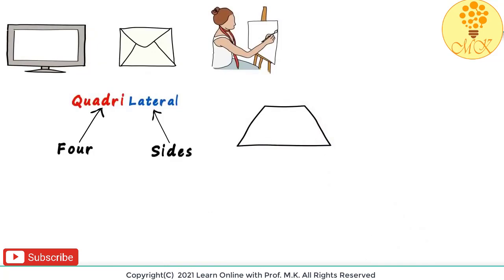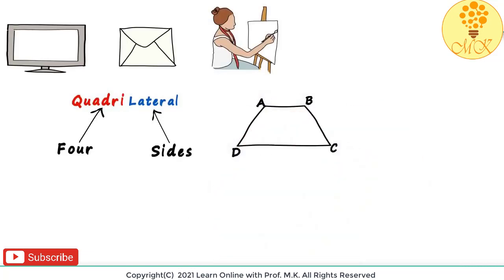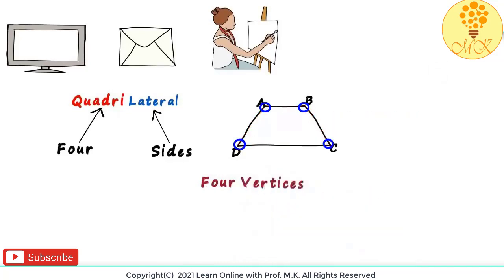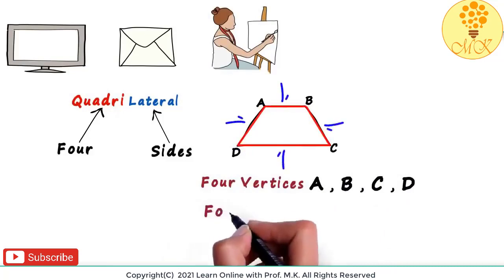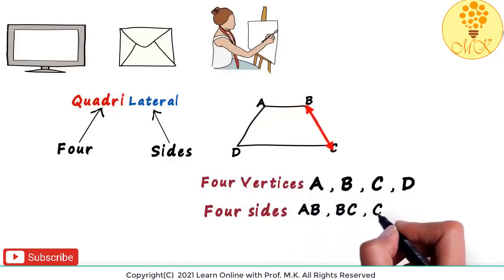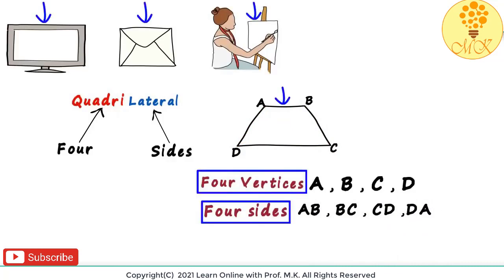To name the quadrilateral, we give names to these 4 points. We call them A, B, C and D. These things that we just named are called vertices, and a quadrilateral will always have 4 vertices. Each point is called the vertex. And as we've already seen, a quadrilateral has 4 sides. And the sides are called AB, BC, CD and DA. So remember, every quadrilateral has 4 sides and 4 vertices.